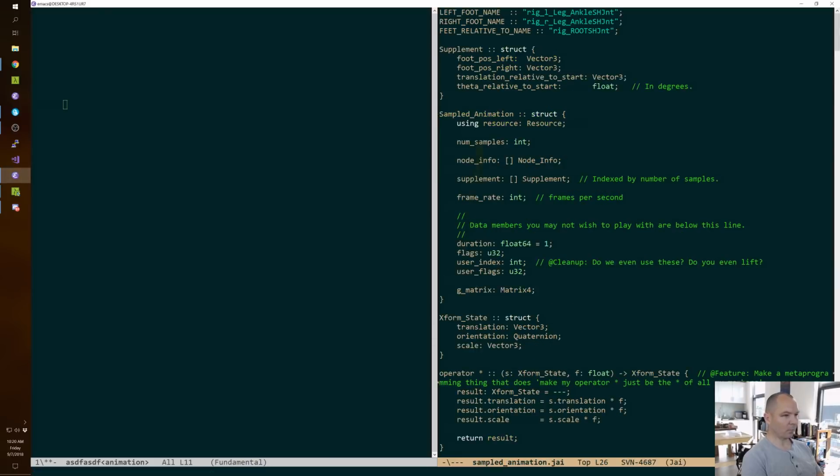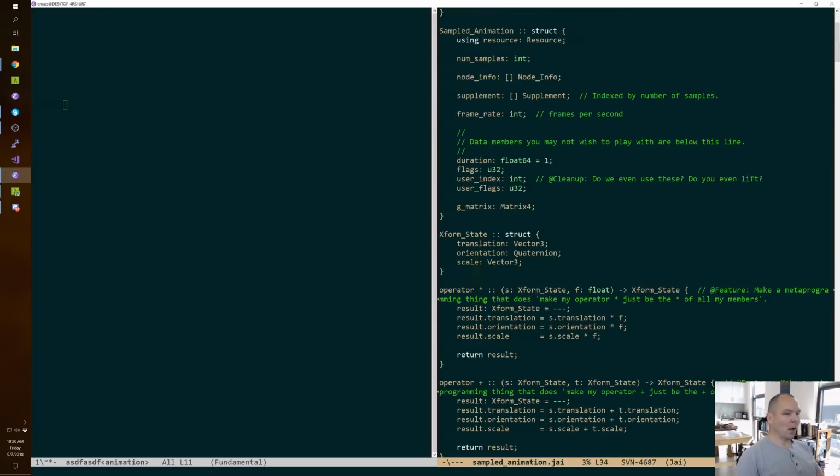Sampled animation. So we have this Xform state. It's got a translation, an orientation, and a scale. We're just going to call this T. The transform that this represents is going to be capital T. This is going to be capital R for rotation, and this is going to be capital S. And they're actually in a different order. So to perform this on a vector, we would go translation times scale times rotation times V for the vector, right? And these are column vectors.